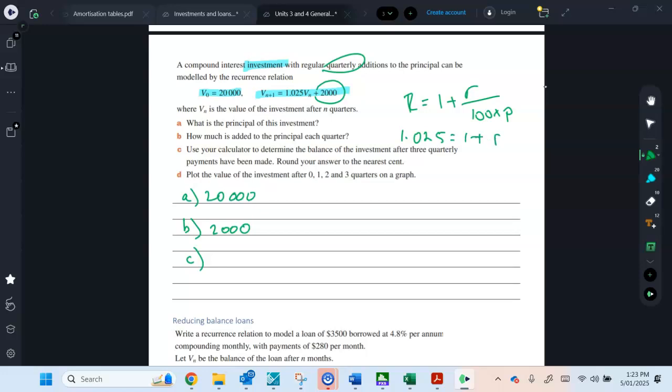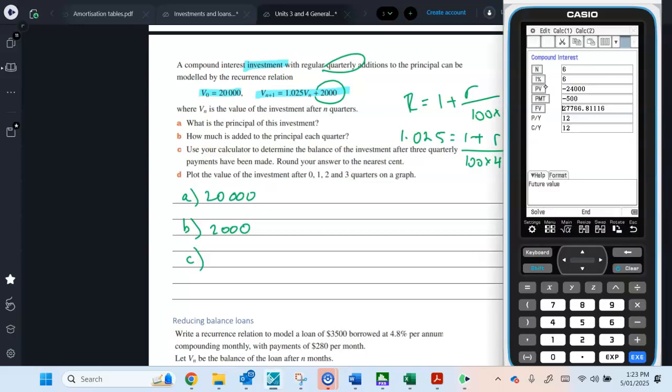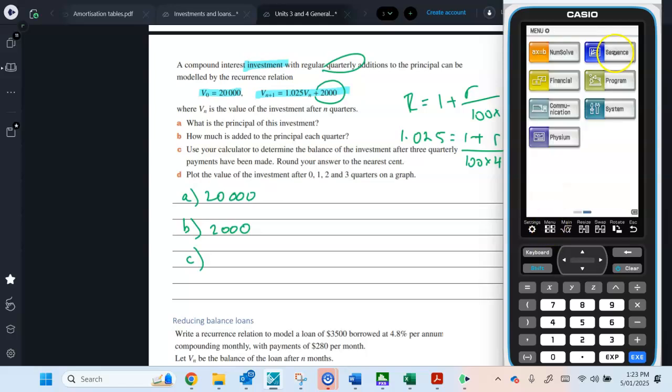Our interest rate, lowercase r, is what we're solving for, and it's 100 times 4 because it's quarterly. All right, 4 quarters in a year. So you could just use solve and solve for r if you like, and then use Financial Solver. But because we've got the recurrence relation, I'd probably use sequence, to be honest.